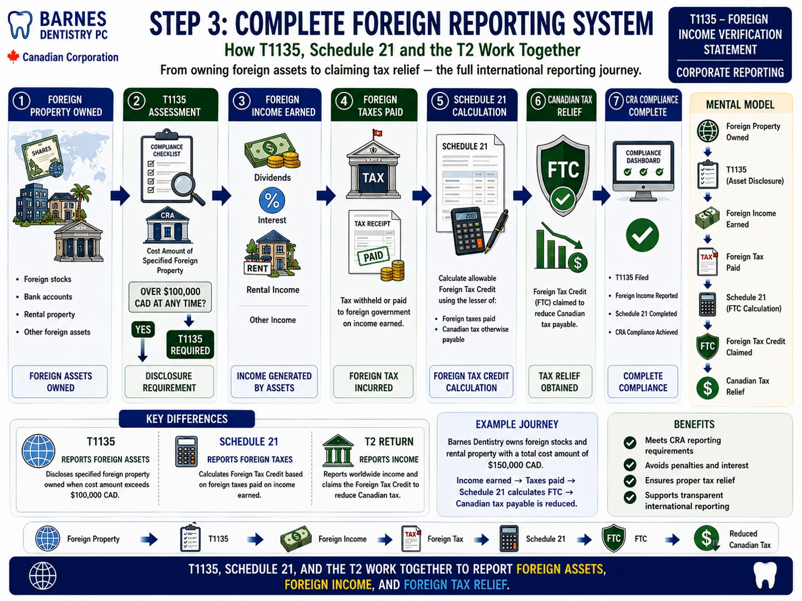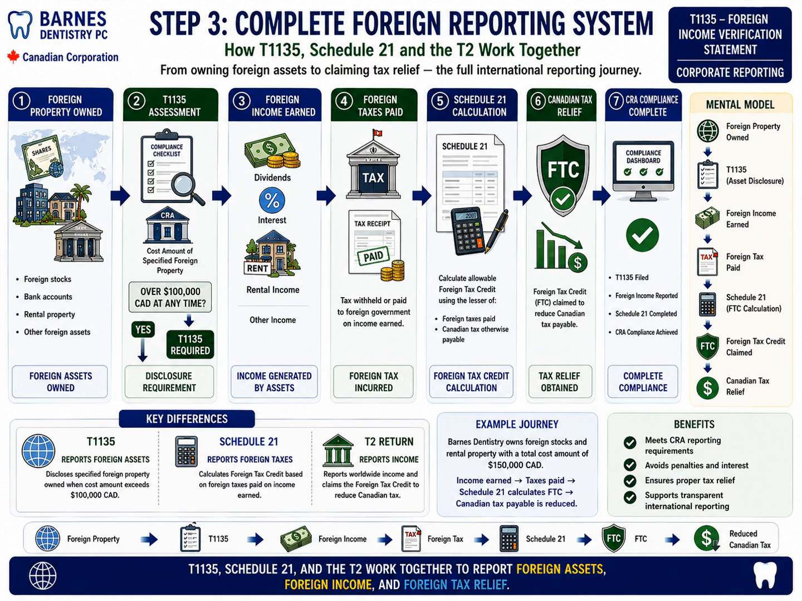Let's begin at stage 1 on the far left. The process starts when a corporation owns foreign property. Examples include foreign stocks, foreign bank accounts, foreign rental properties, and other foreign investments. Notice that at this stage, we're talking about ownership, not income. The corporation simply owns foreign assets.